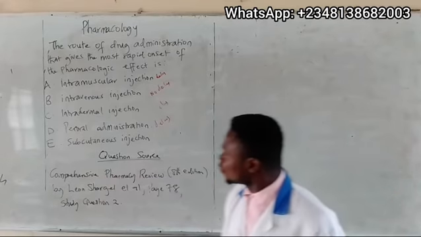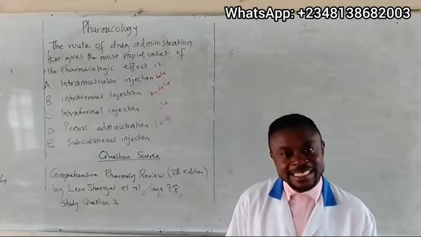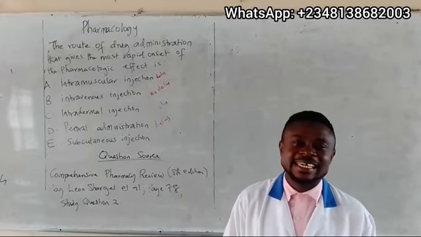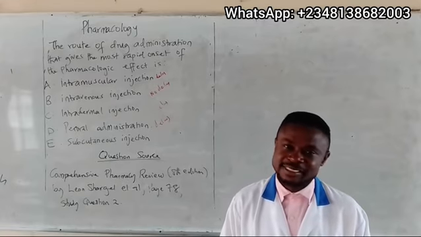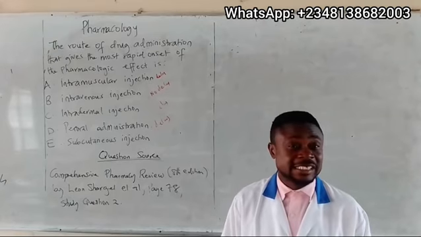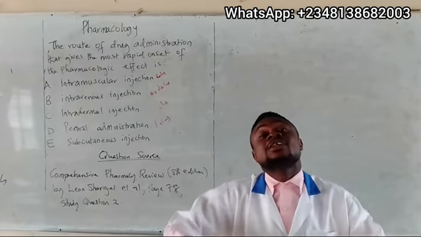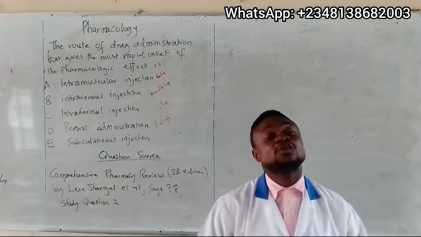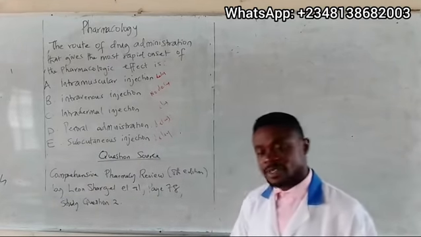Now let's go to option E, subcutaneous injection. In subcutaneous injection, the subcutaneous layer of the skin is in fact less vascularized. So apart from the normal delay of absorption, it is also less vascularized. So it will take much time for the pharmacologic effect to be felt. So this one also has a delay.